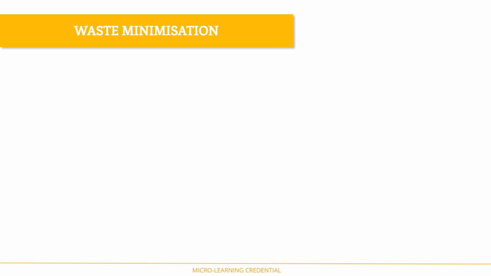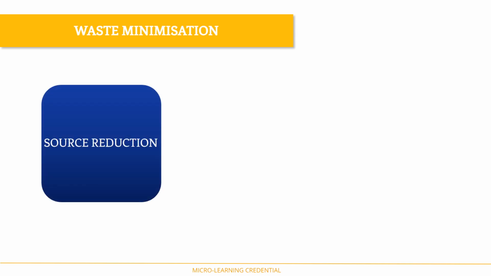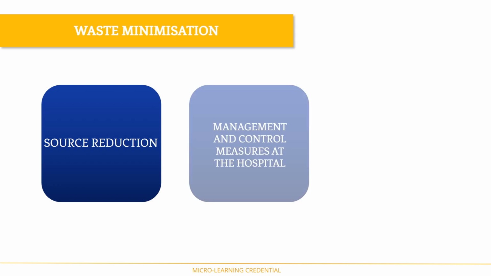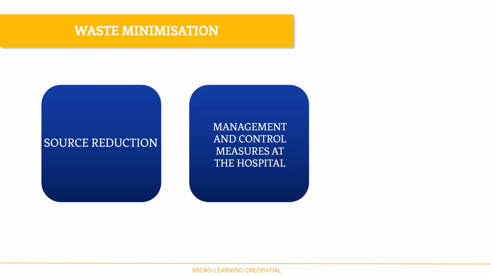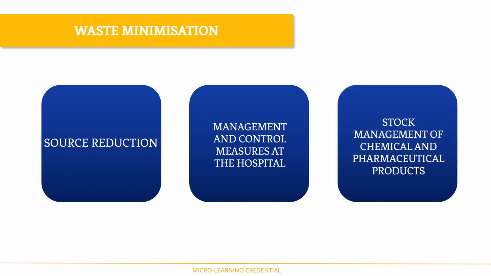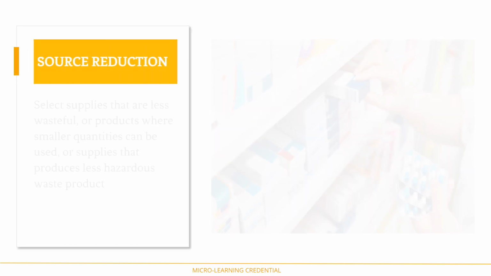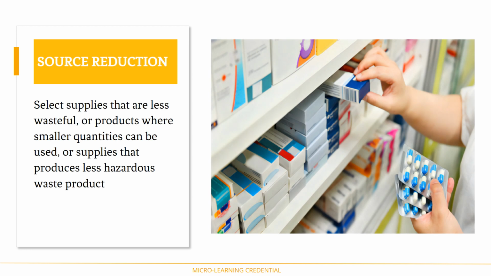Some examples of waste minimization strategies are source reduction, management and control measures at the hospital level, stock management of chemical and pharmaceutical products. Let's understand each one of them. First, for source reduction, select supplies that are less wasteful, or products where smaller quantities can be used, or supplies that produce less hazardous waste product.